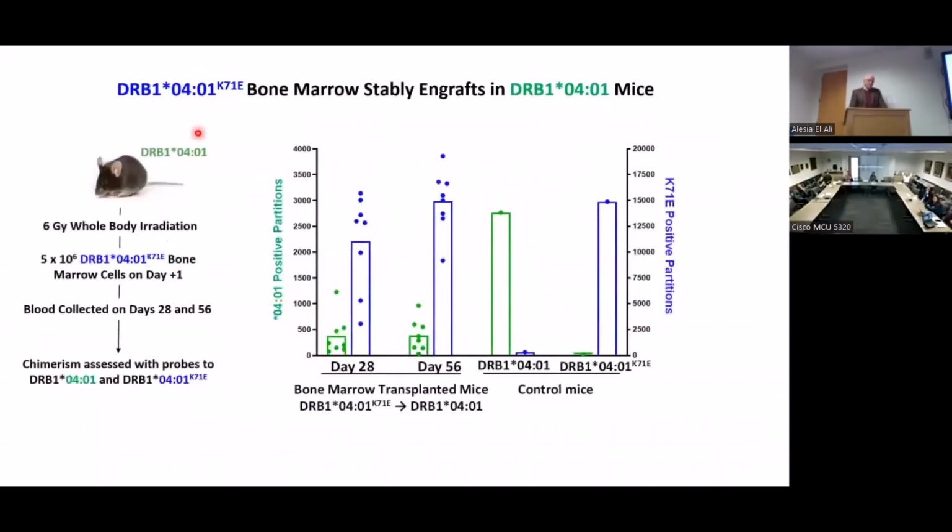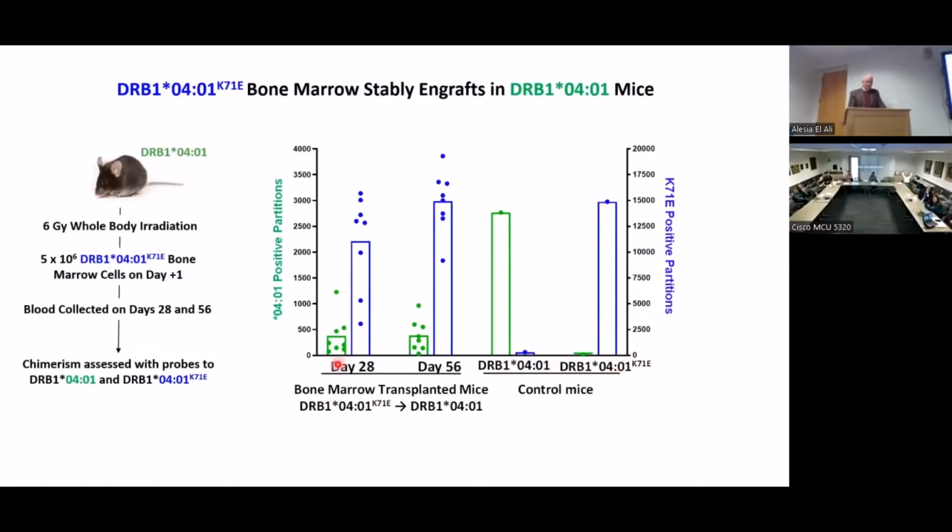And so if we do a bone marrow transplant, we take the 0401 mouse and put the 0401 K71E cells in there, and then we follow them out on days 28 and 56. And Mark would recognize that those are the days you look at for bone marrow transplants. And then we can monitor these. We have probes that are specific for 0401 versus 0401 K71E. And I've color coded them here so you can see green represents the 0401, blue represents K71E. So in the 0401 mouse, it's all green. In the K71E mouse, it's all blue.